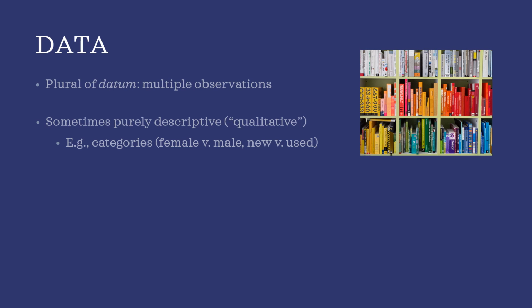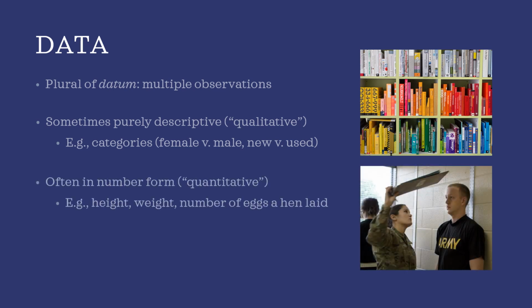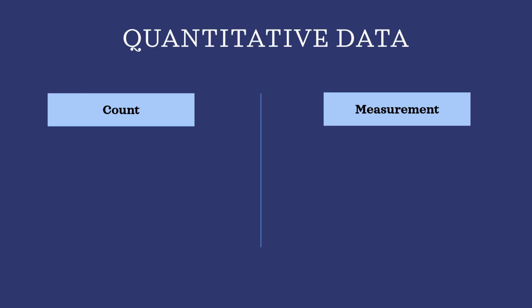The other type of data does take a numerical form. This is called quantitative, like quantity. Examples of quantitative data include measuring someone's height or counting the number of eggs laid by a hen. These observations are numbers. These quantitative or numerical data can be further subdivided into count and measurement types.